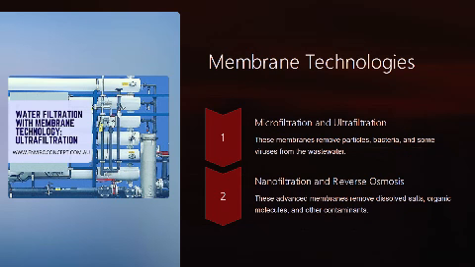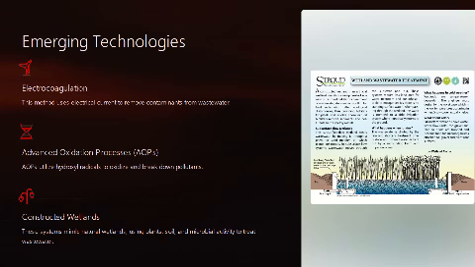So, membrane technologies. Recognize we are just getting much more into the terms that I stated earlier, or specific terms that I didn't really explain. Membrane technologies is one of the things that we saw as an example of one of the technologies used in the filtration process. So, microfiltration and ultrafiltration. These membranes remove particles, bacteria, and some viruses from wastewater. Nanofiltration and reverse osmosis. These advanced membranes remove dissolved salts, organic molecules, and other contaminants.